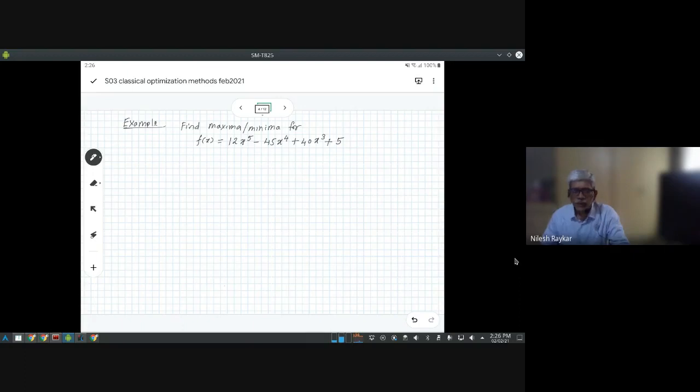So let's apply the necessary condition and the sufficiency condition, and find out what answer we get. First we will apply the necessary condition.